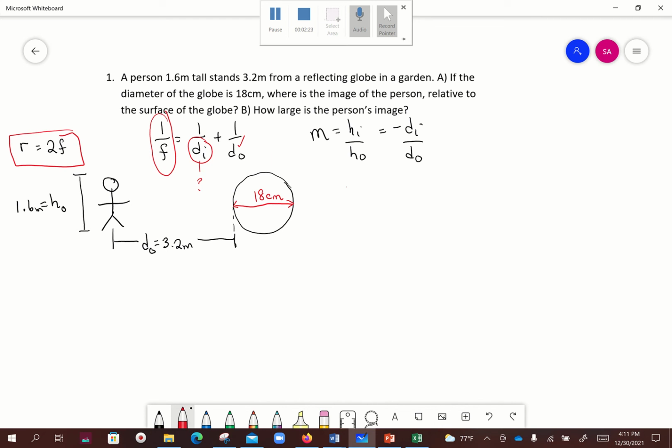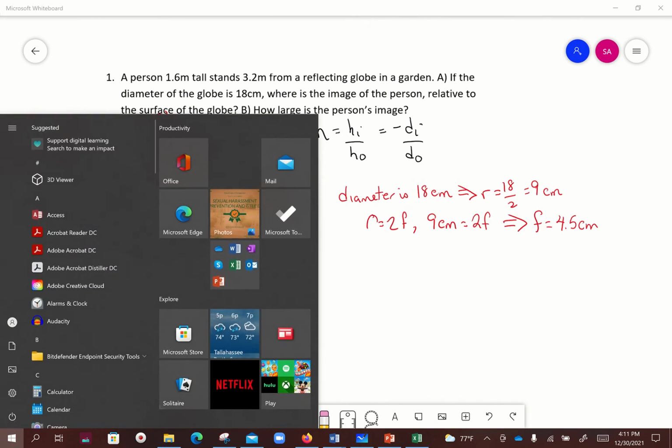So if the diameter is 18 centimeters, then the radius is 18 over 2, or 9 centimeters. Okay, so if the radius is 9 centimeters, then I have R equals 2F. So 9 centimeters is equal to 2F. So that means that the focal length F is 4.5 centimeters. All right, so now I know my focal length and I know DO. I want to find DI. So let's rearrange it to find it.